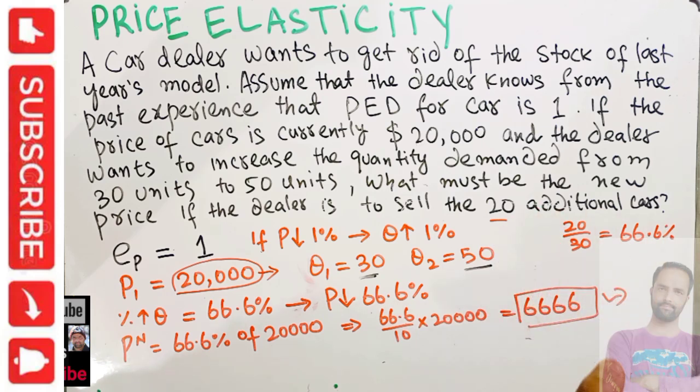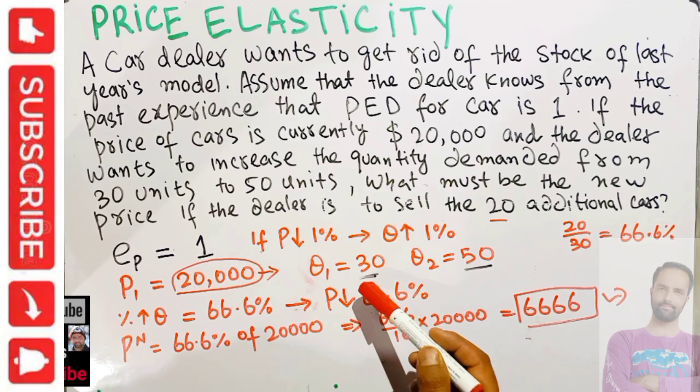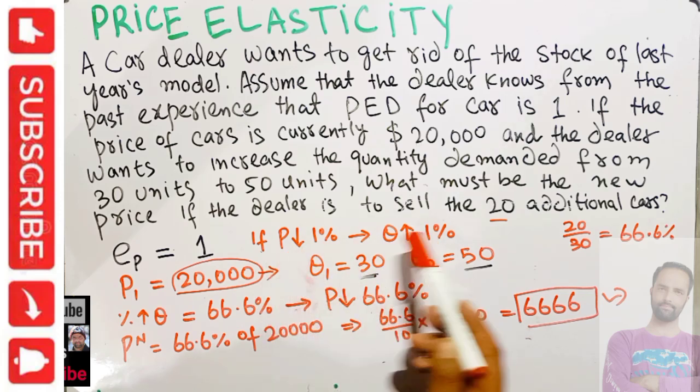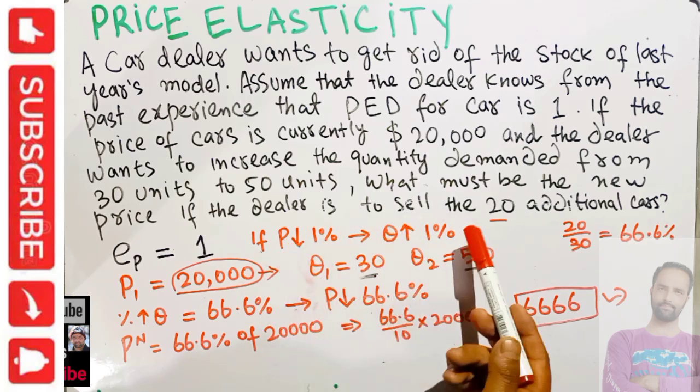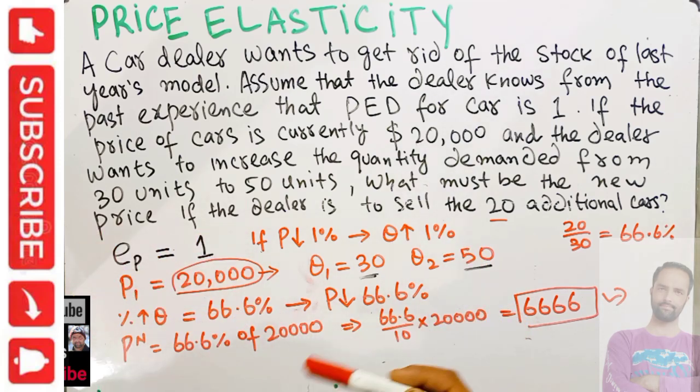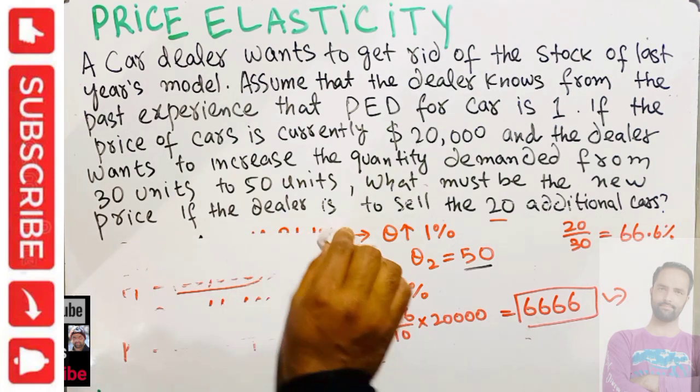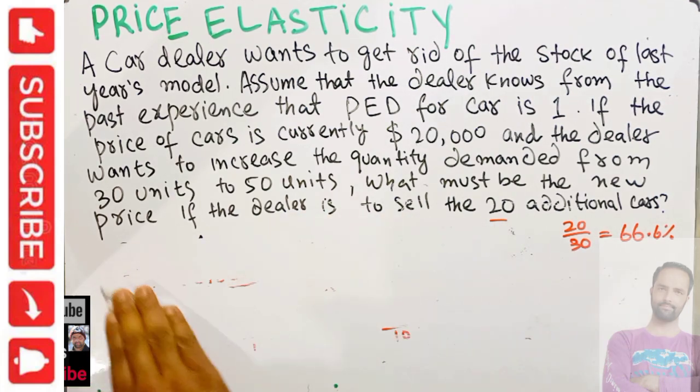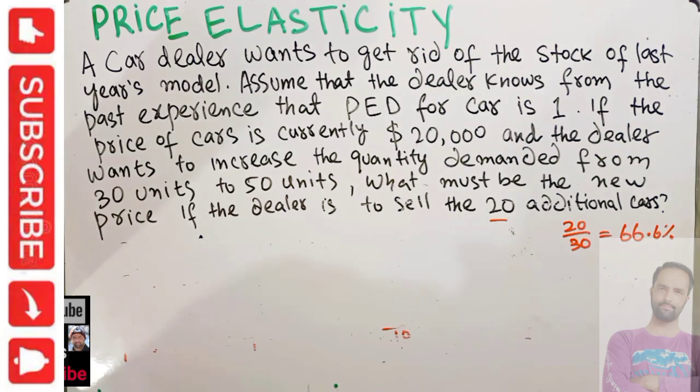Simple thing. Quantity demanded has increased by 66.6 percent. That means price should decrease by 66.6%, because there is a one-to-one negative relationship between price and quantity here, because our price elasticity of demand is unitary. So this is one way you can solve this question. Another way is to use the price elasticity of demand formula directly. The next method is very simple.